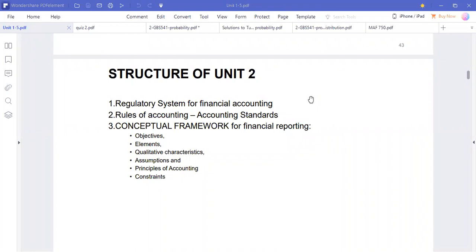We're going to look at Unit 2, which is conceptual framework. And the outline of my class will be as follows. We'll look at some of the regulatory systems that have been put in place for financial accounting. By now, you should know that accounting is guided by rules and standards. So we'll look at the available accounting standards.